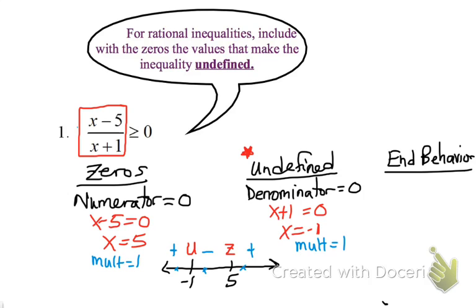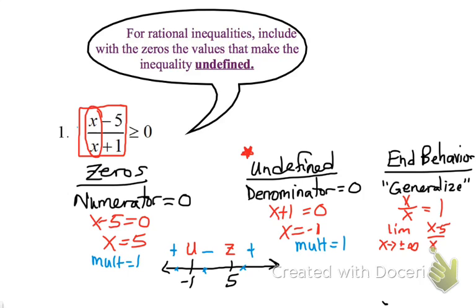If you remember, for end behavior we generalize our expression x minus 5 divided by x plus 1 to x over x, that reduces to 1, and that tells me that my end behavior actually in both directions, towards positive and negative infinity, of this x minus 5 over x plus 1 equals 1. And 1 is positive. This is a positive 1.